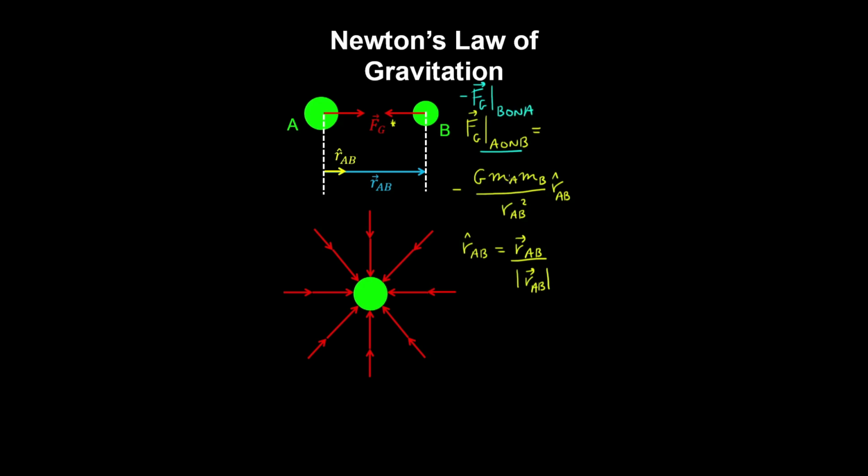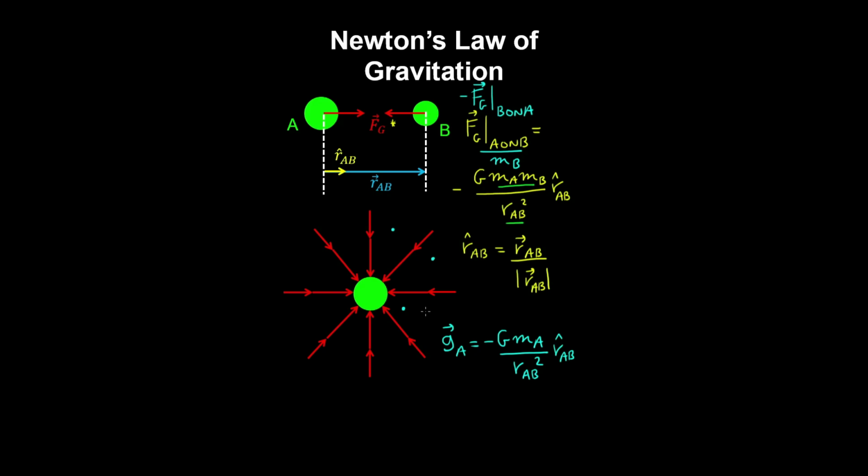So as we can see, the gravitational force is proportional to the product of the masses and inversely proportional to the squared distance between them. So effectively, if we divide this force by the mass of object B, then what we get is a gravitational field of object A, which effectively describes the gravitational acceleration at any point in that field.